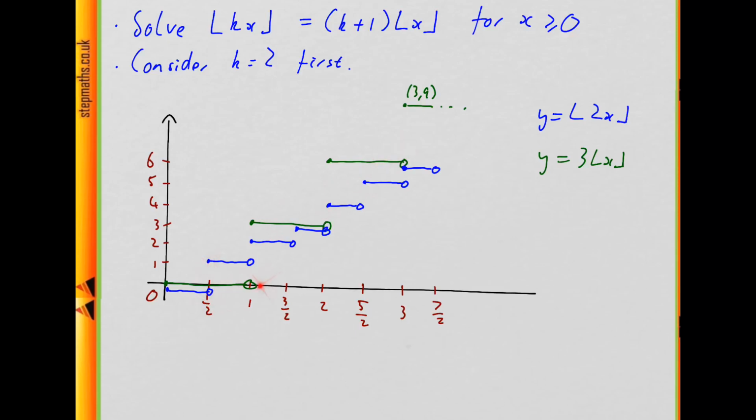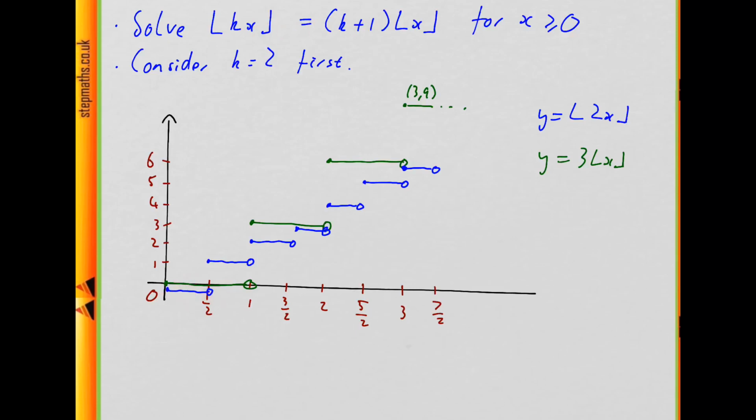If x is a half, we have 1, 1, 2, 3 halves, 3, etc., all the way up. Whereas for the green, they lie on the line y equals 3x, so it's going up more steeply, and therefore once the blue and the green miss each other once, the green's always going up faster, so they're going to miss each other subsequent times.